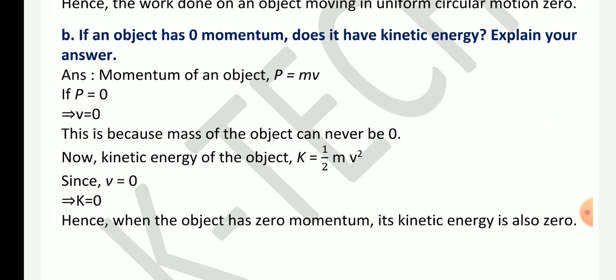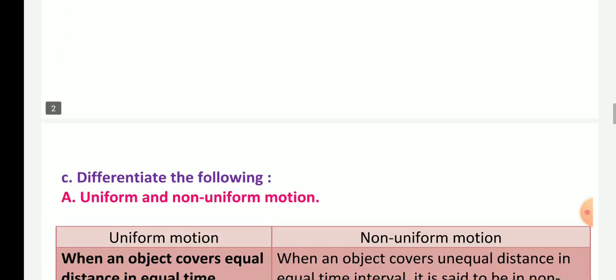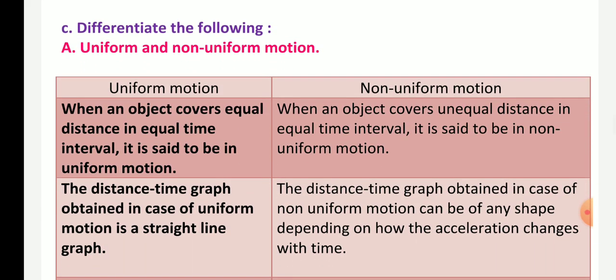This is because the mass of the object can never be 0. Now kinetic energy of the object K equals 1 upon 2 mv square. Since v is 0, so kinetic energy will be 0. Hence, when the object has 0 momentum, its kinetic energy is also 0. Got it, children? Let's move to the next question.